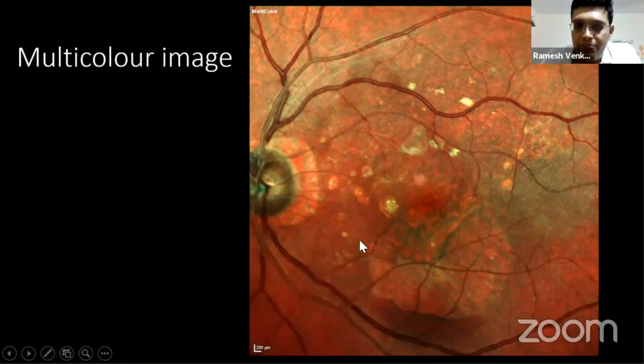So this is how the multicolor image looks, where you can very clearly see that this is a large area of RPE rip or RPE tear with subretinal bleed.